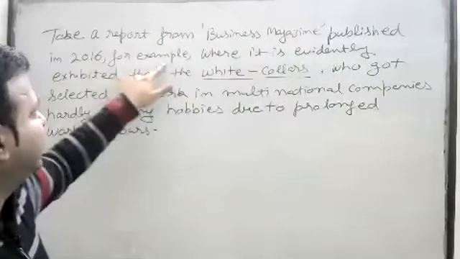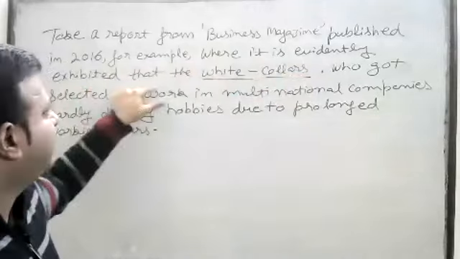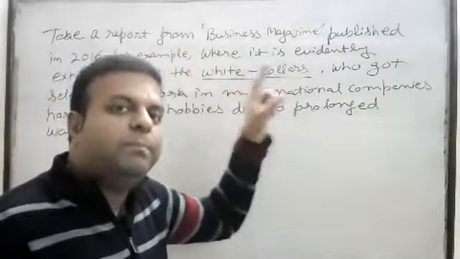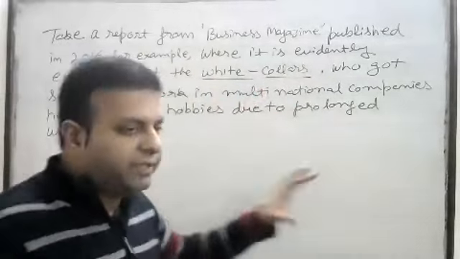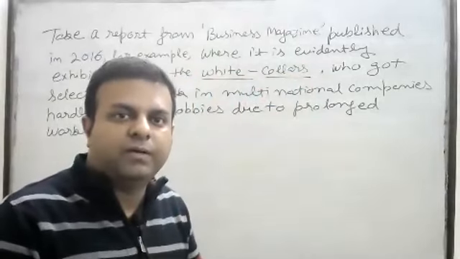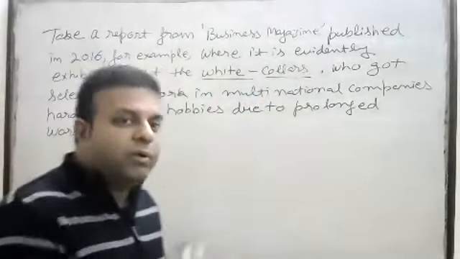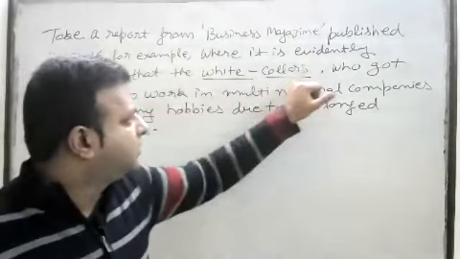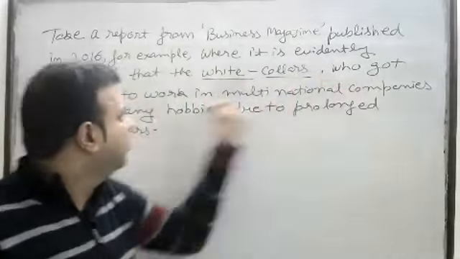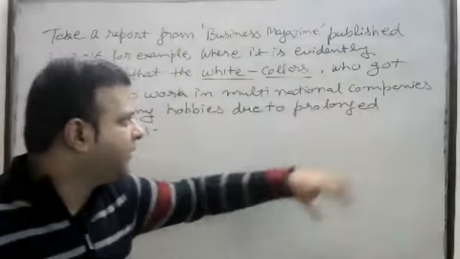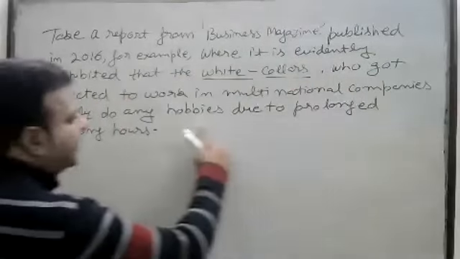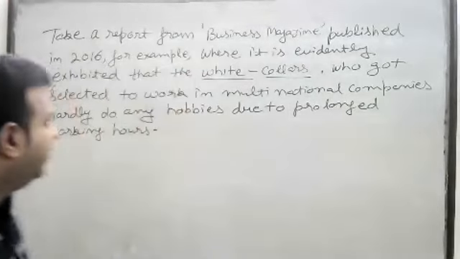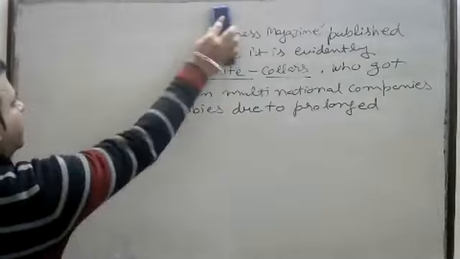Published in 2016, for example, where it is evidently exhibited that the white collars, whenever we write the, right, and we write white collars or people, like the rich, the poor, we do not write people with that. Okay, remember. So poor people, rich people, the poor, the rich, right? Similarly here, the white collars. That's why I'm not writing people. The white collars who got selected to work in multinational companies hardly do any hobbies due to prolonged working hours, right? I hope this one's clear. Now, let's move on to the effects of it.